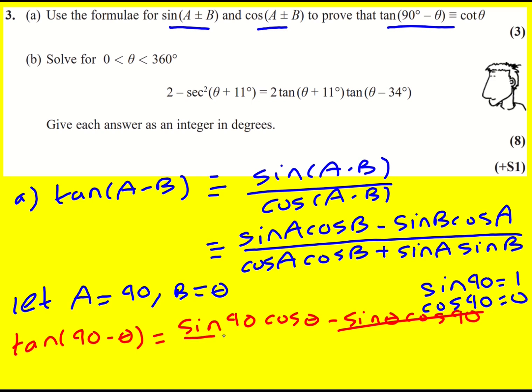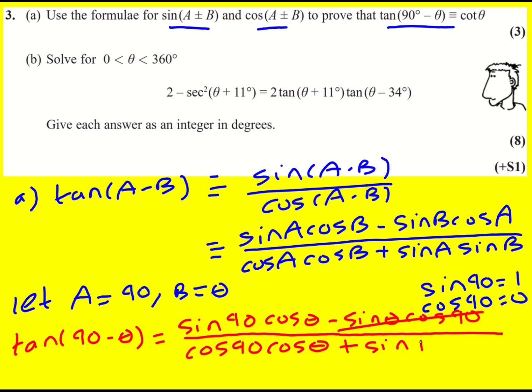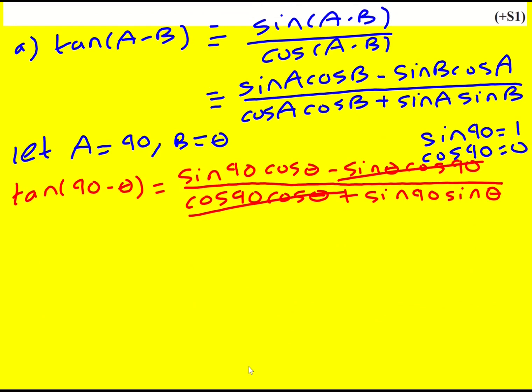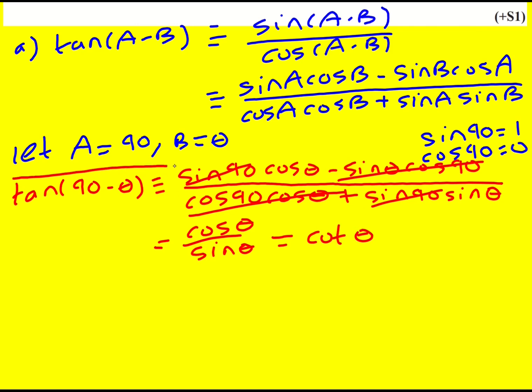And then dividing by cos 90 cos θ plus sin 90 sin θ. So again, I can cancel that one out. Sin 90 is also 1, so I can cancel them out, leaving me cos θ over sin θ, which is cot θ, as required.